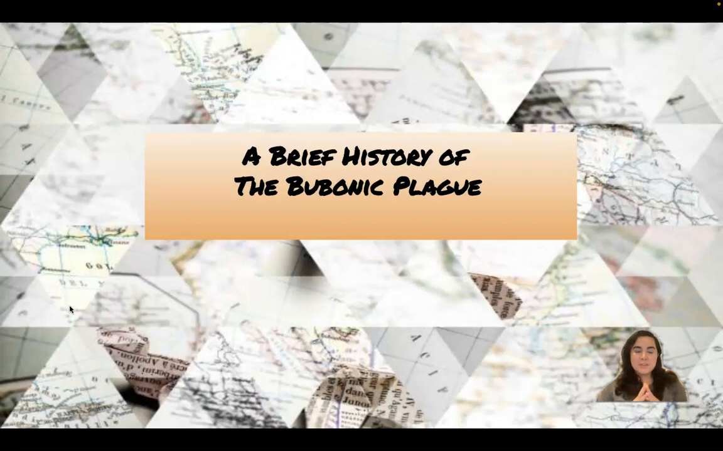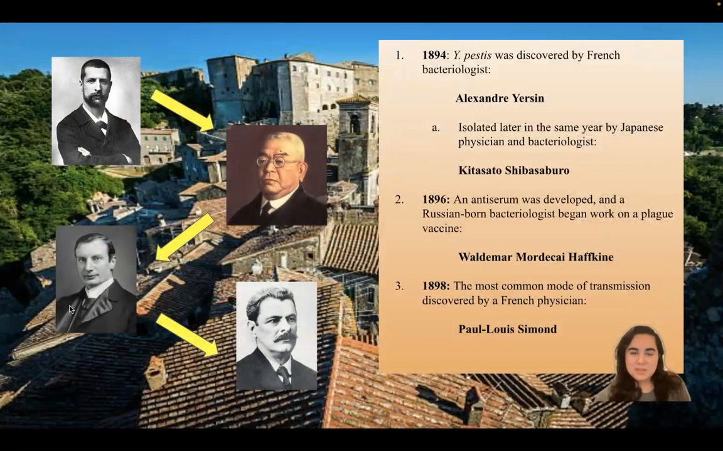Now, a brief history of the bubonic plague. The bacterium Yersinia pestis was first discovered by the French bacteriologist André Yersin, and he discovered this while on a research trip to Hong Kong when there were a lot of cases of bubonic plague popping up everywhere. It was later isolated in the same year by Kitasato Shibasaburo, a Japanese physician and bacteriologist. And due to his efforts, we were able to further study this bacterium.